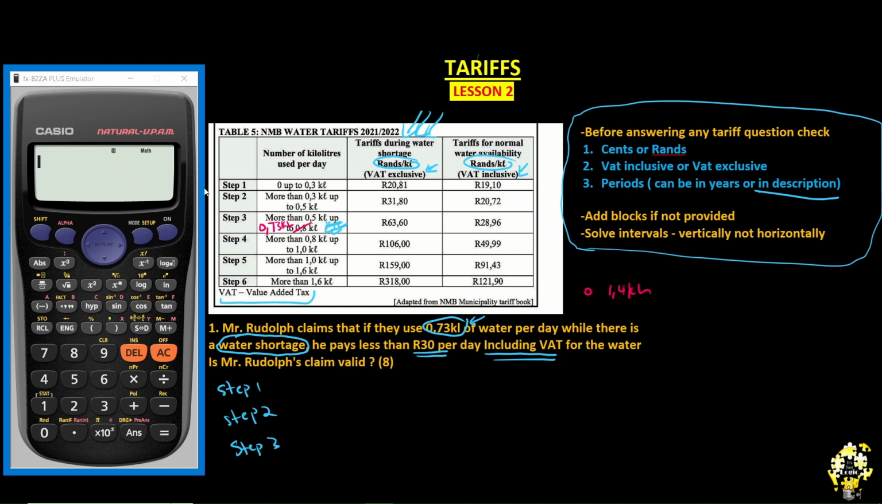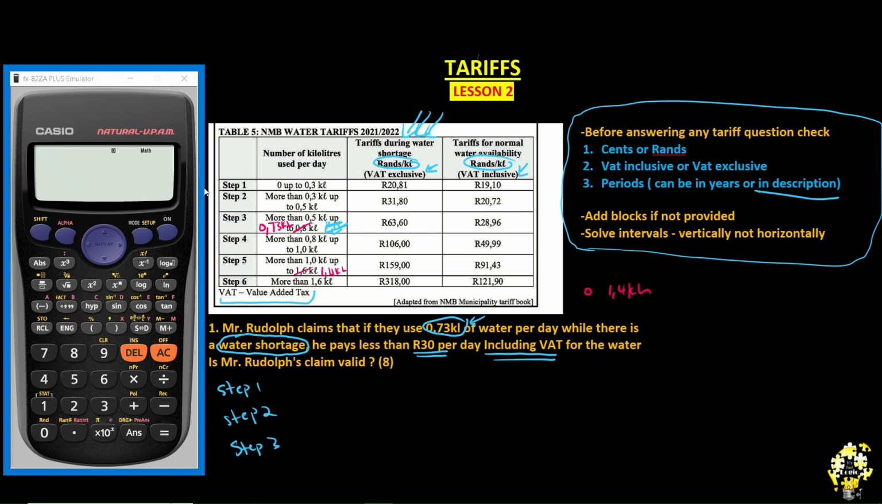Where does 1.4 fall? It doesn't fall in step 4, it falls in step 5. But look, it's not 1.0 kiloliters up to 1.4 kiloliters. How do we account for 1.4? We account for it by cancelling this and putting here 1.4 kiloliters. Put that into mind. Also, it will be helpful as we continue.